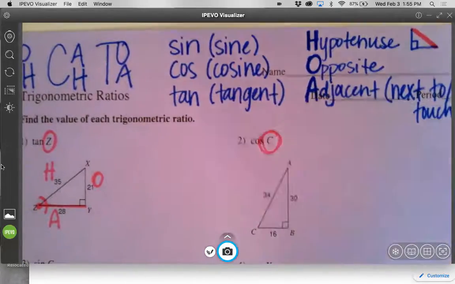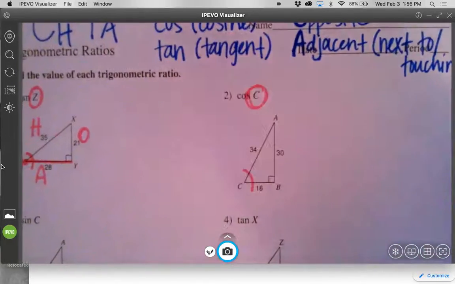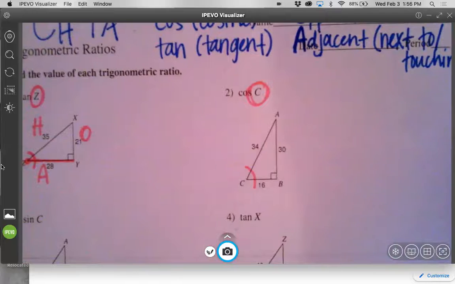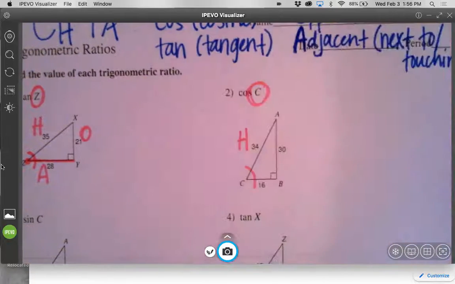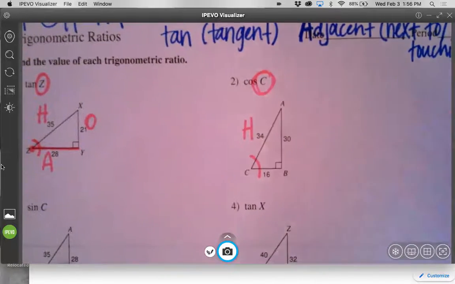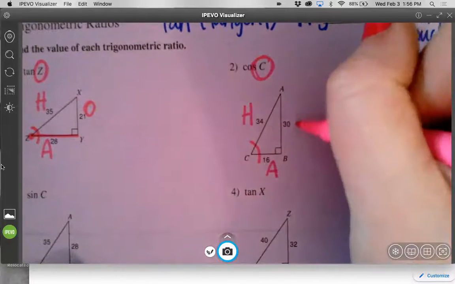Angle C is the one that we're using, which is right there. And we need to know the hypotenuse, the adjacent, and the opposite. So of your three sides, which one is the hypotenuse? Good, 34. And then which one is the adjacent? Good, 16, good. And so that means 30 must be the opposite.